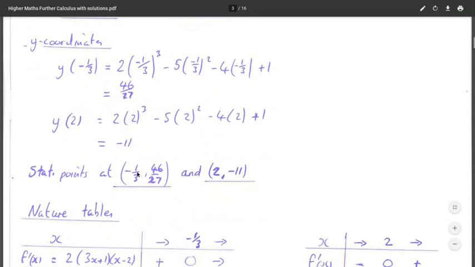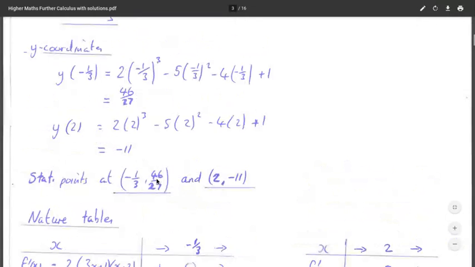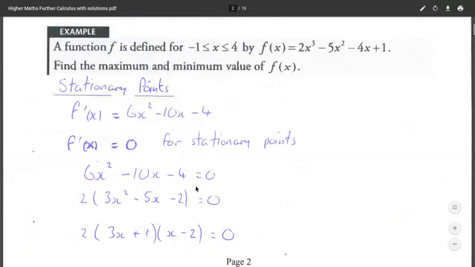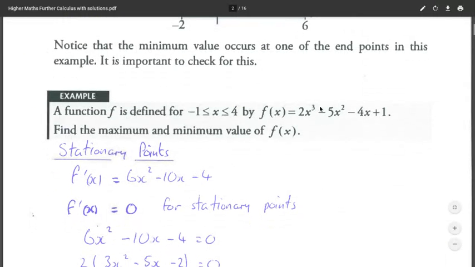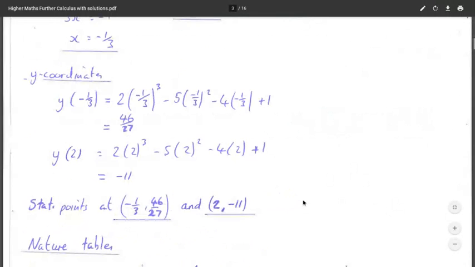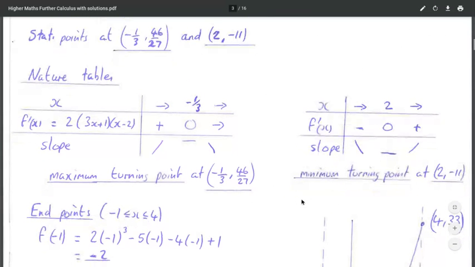We now need to determine if they are maximum or minimum values. But remember, because we were all listening in class when I was going through it, this is a cubic with a positive coefficient of x cubed. So we know it's going to start down here, go up, fall down, and go up again. So I know that the first point is going to be a maximum and the second point is going to be a minimum. Our nature table should confirm that, which if we have a look, it does indeed. The first point is a maximum, the second point is a minimum turning point.